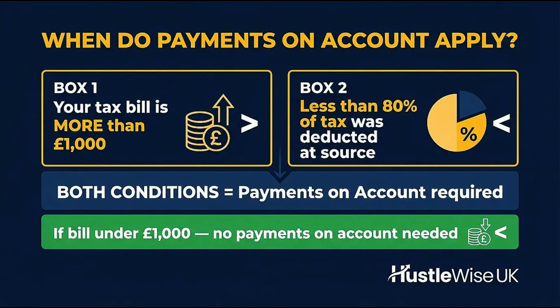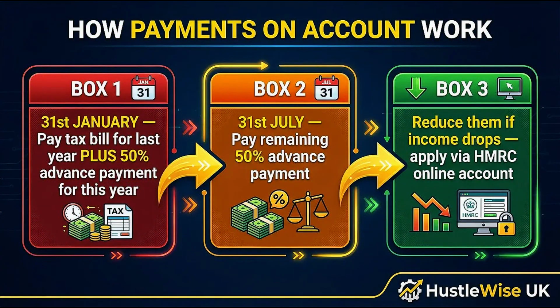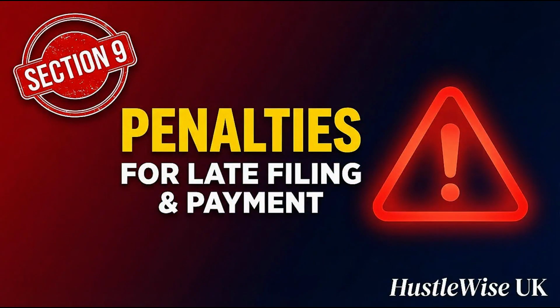There are 2 payments. The first payment is due on 31st January at the same time as your main tax bill. It is 50% of your previous year's tax bill. The second payment is due on 31st July. It is another 50% of the previous year's bill. So on 31st January, you may be paying your tax bill for the previous year plus the first payment on account for the current year, both at the same time. If your income drops in the following year and you believe the payments on account are too high, you can apply to reduce them through your HMRC online account.